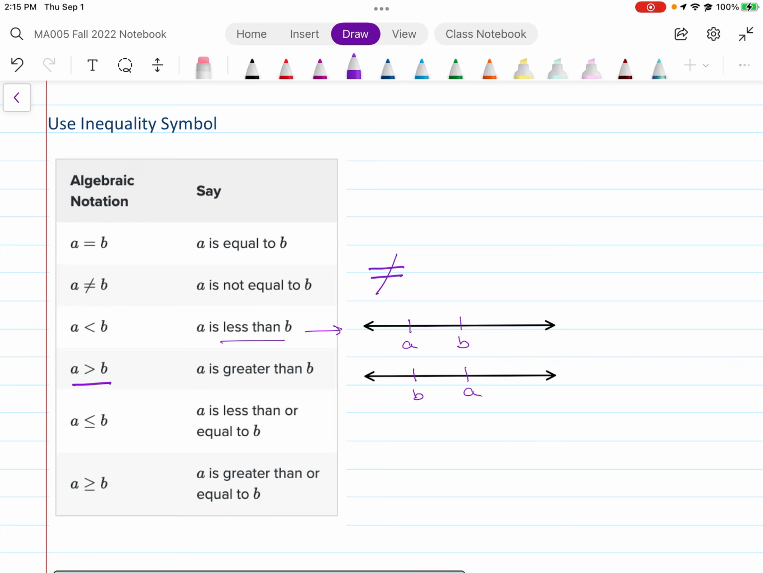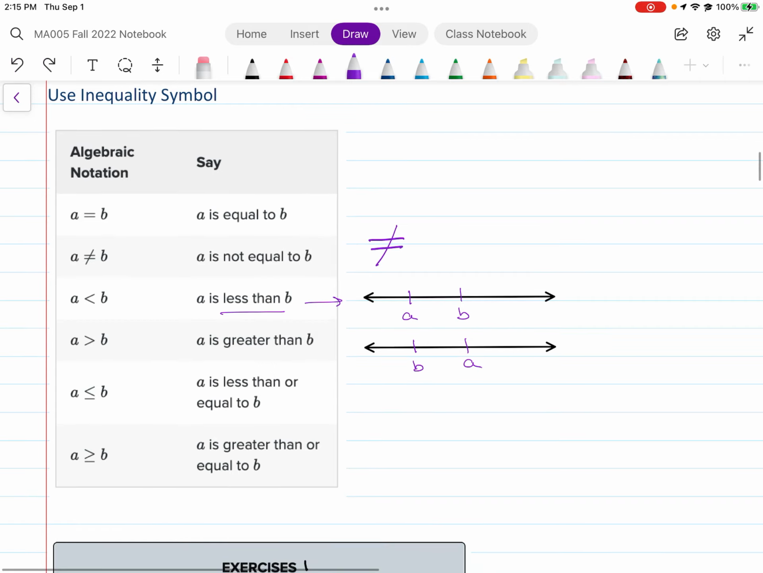All right, if you have a line underneath that alligator symbol, it means or equal to. So you would say this one, A is less than or equal to B. The next one, A is greater than or equal to B. So it can be any number greater than or equal to B. So that's how the inequality symbols work.